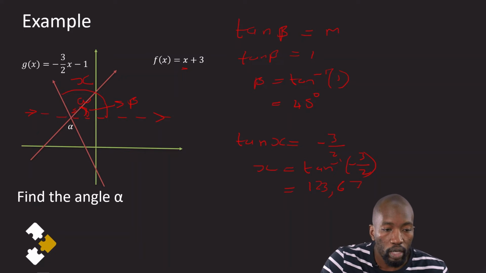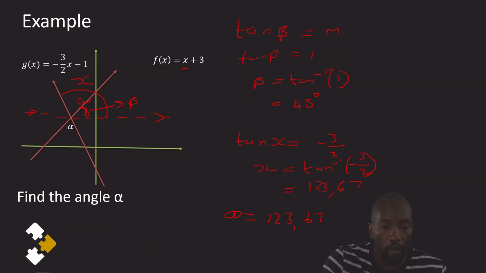So how would we do that? All we would do is alpha is equal to 123,67 minus 45 degrees. And what does this give us? This gives us 78,69. And that's how we do that one.